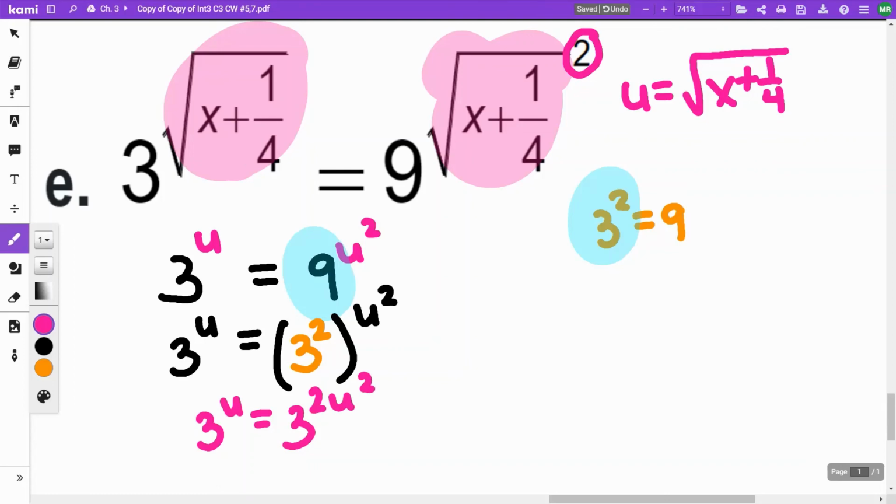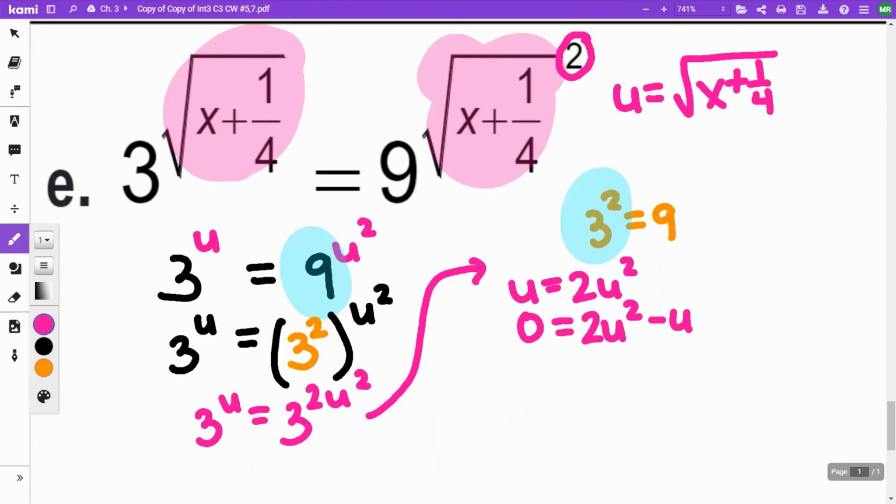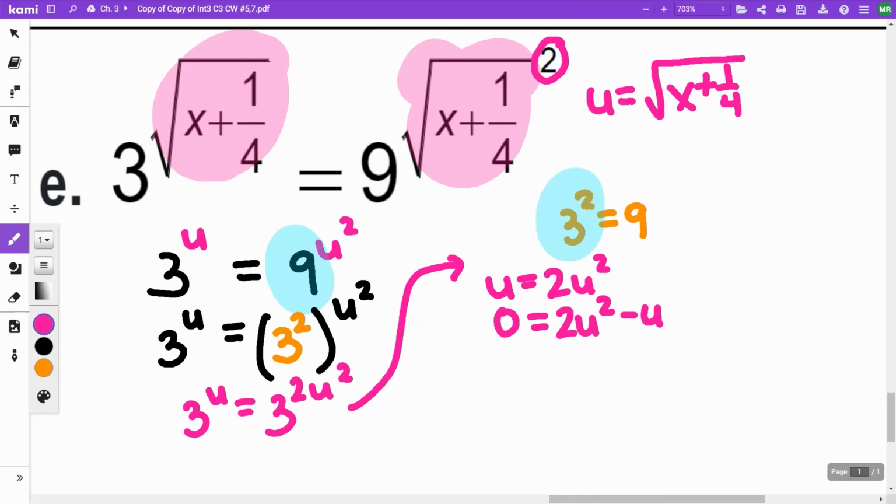And when we have 3 to a power equal 3 to a power, you can set the exponents equal, and we're going to solve that. So I'm going to go u is equal to 2u squared. It is a quadratic. I have a u squared and a u. I need to get everything on one side, 0 on the other. So I'm going to rewrite this as 0 is equal to 2u squared minus u. And I'm going to factor.